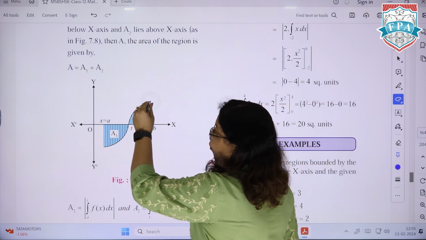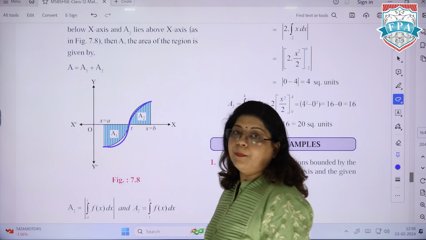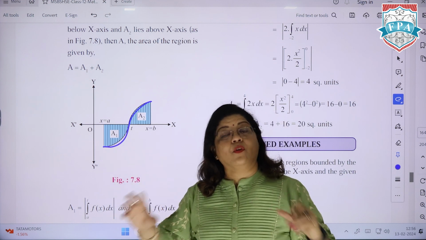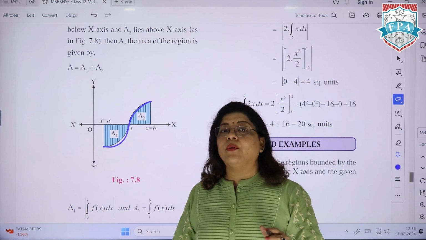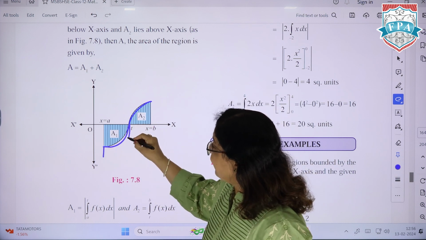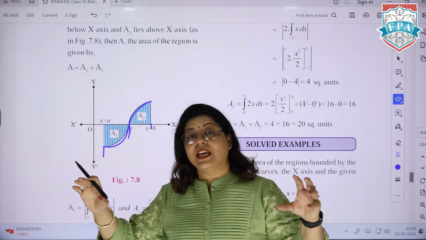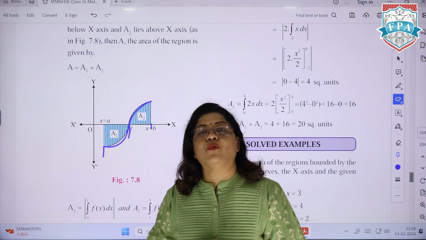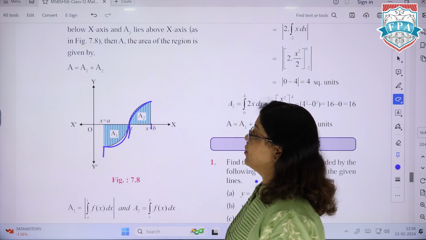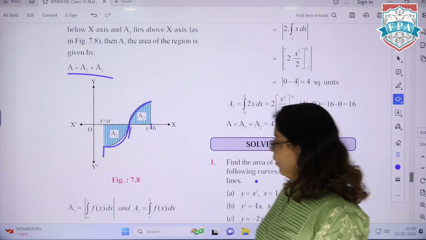Say this is the curve going in the first quadrant here and the fourth quadrant here. Here we can't use a direct formula. We have to calculate the area from x is equal to a to this point t, and then from x is equal to t to b. So two separate areas we'll calculate and then add them together to get the final answer. So the area will be A1 plus A2, the complete area.